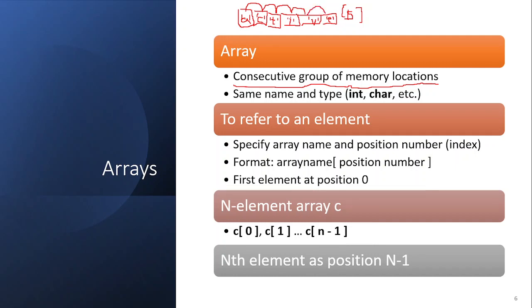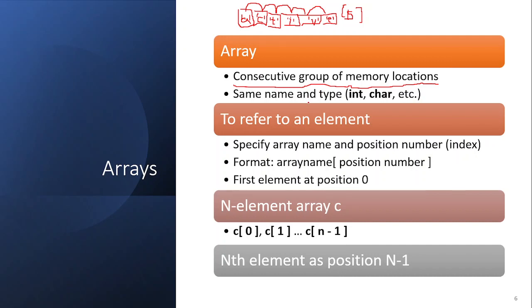Physically inside the RAM, this would be a contiguous group of memory locations. So each character would be following the other one. Contiguous means memory locations that are adjacent to each other, ek dusre ke saath lage hue hon, and consecutive means lagatar. Okay, so they mean one and the same thing.